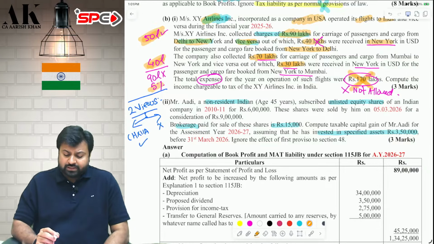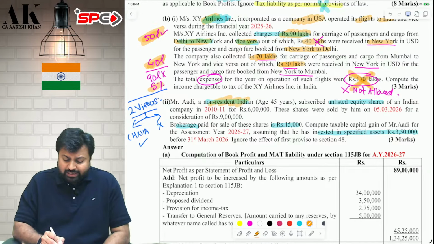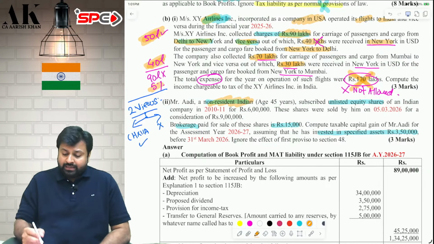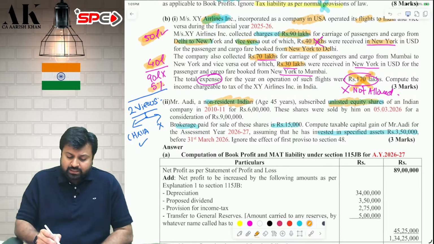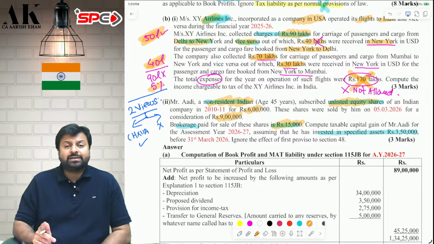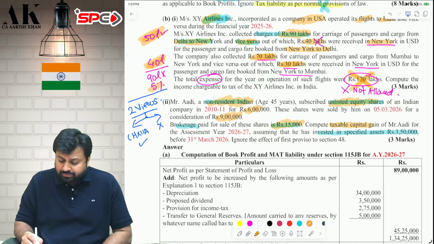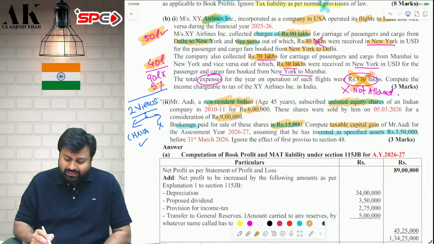Here you can take two views in this question. Mr. Adi is a non-resident Indian. He is an NRI. He is purchasing some unlisted equity shares for 6 lakh rupees and he is selling them for 9 lakh rupees. Brokerage and transfer expenses are 15,000 rupees.